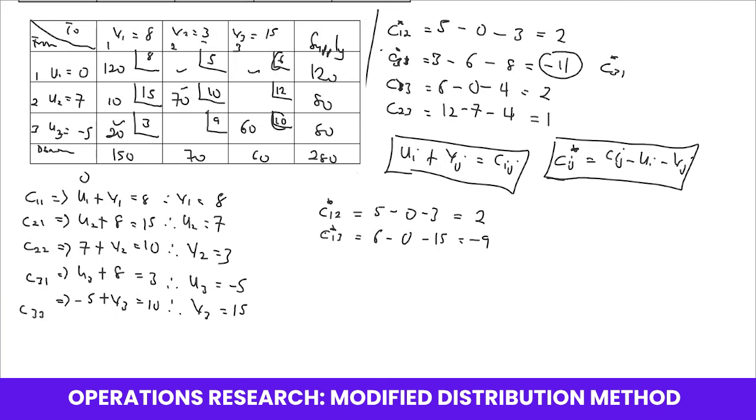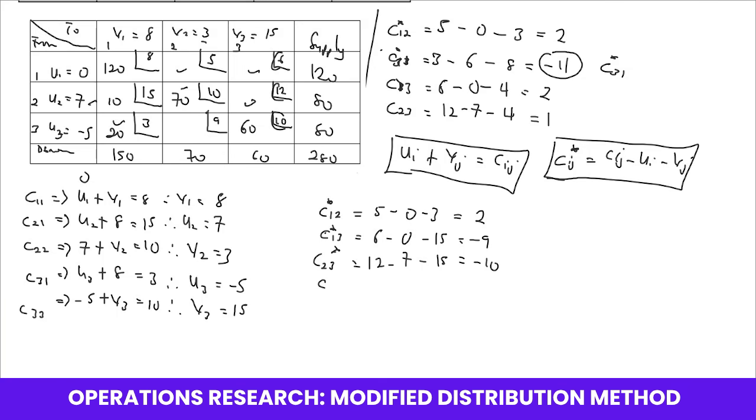The next unallocated cell here is C23. The Cij value there is 12. So 12 minus the U value, 7, minus the V value, that's 15. 12 minus 7 minus 15, that's going to give us minus 10.